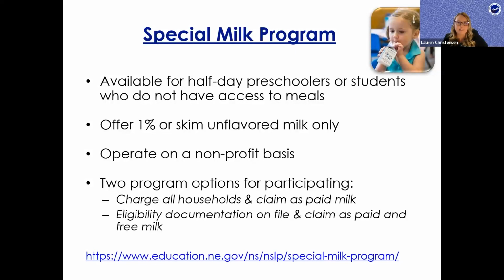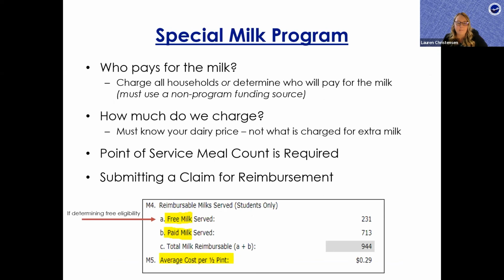So on the next slide, we see how that would arise in your actual claim in CNP. As you're submitting a claim for reimbursement, if you're determining free eligibility, you would list the number of free milk served and the number of paid milk served. If you are charging households, then you would just submit that claim based on the number of paid milk served. And then obviously you would also input the average cost per half pint.